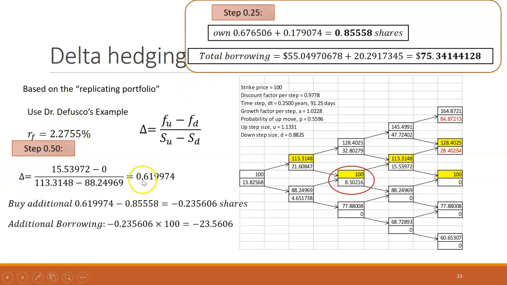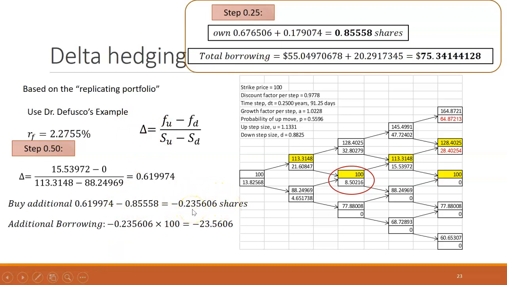Delta is now 0.619974. Well, at the previous node, I'd set up delta 0.855. So I own this many shares, and I need to get it down to that many shares. So what I've got here is buying additional, but the number's negative. What I'm really doing is selling off shares to get my delta down. Delta represents the number of shares I own. So I'm going to sell off this many shares, 0.235606.